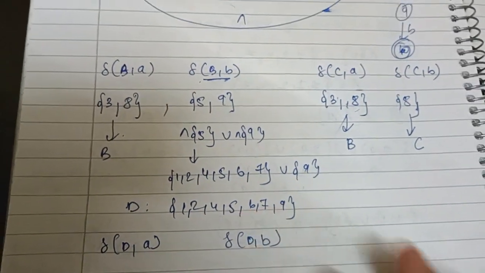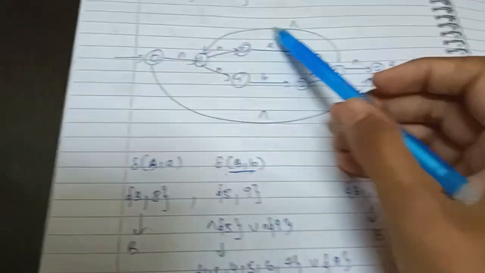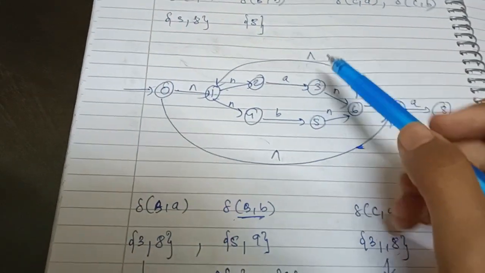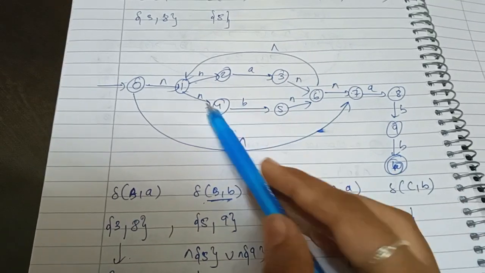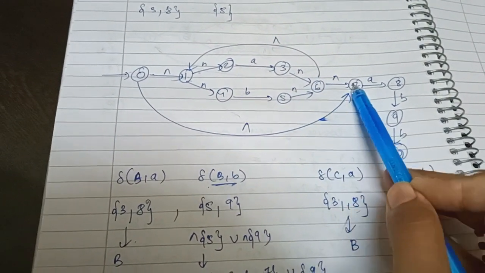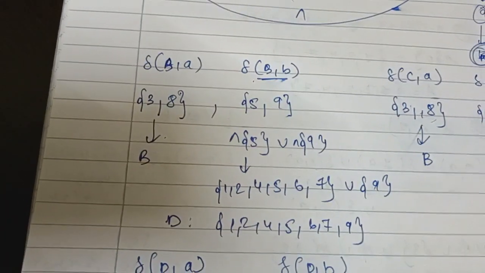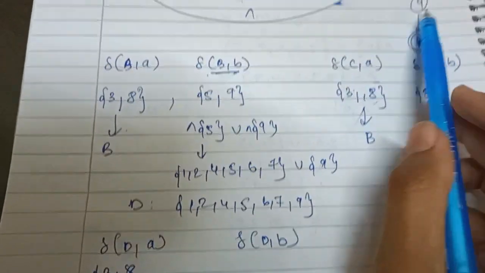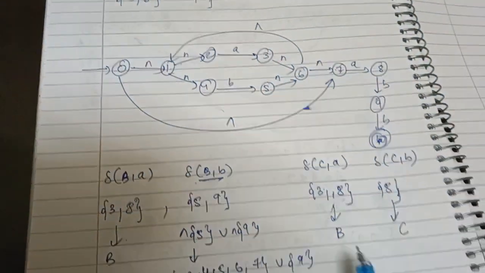1 2 4 5 6 7 9, right? Let's start with 1. So 1 to A, no. Then what we have? 2 4 5 2, so that is our 3. Then 4, 5. 4 no, 5 no, 6 no, 7 yes, we get as 8. So we'll write here as 8. Then what we have is 9. From 9 A, no.